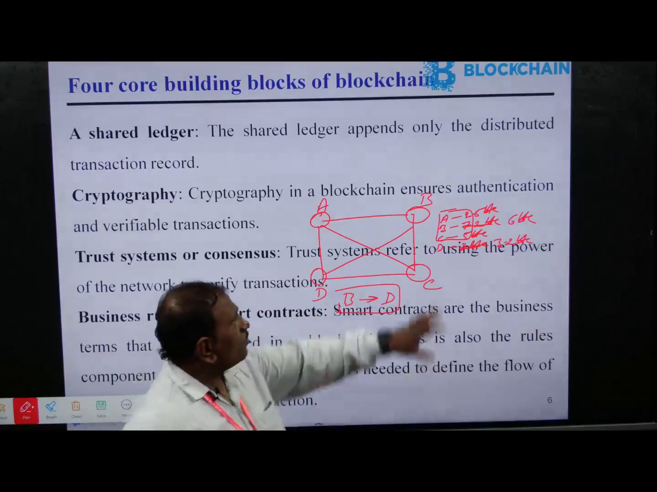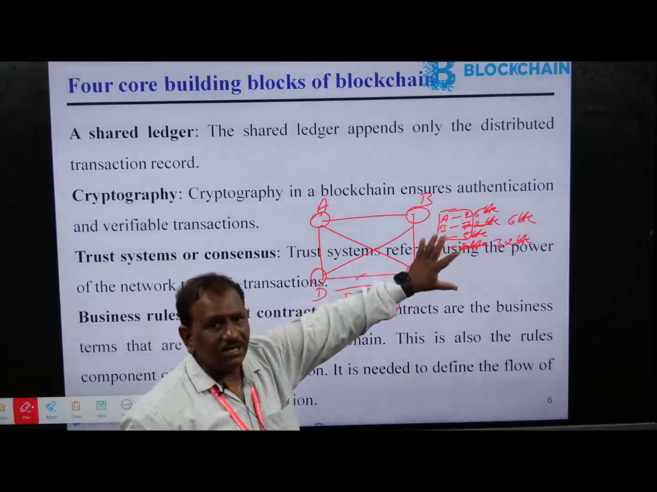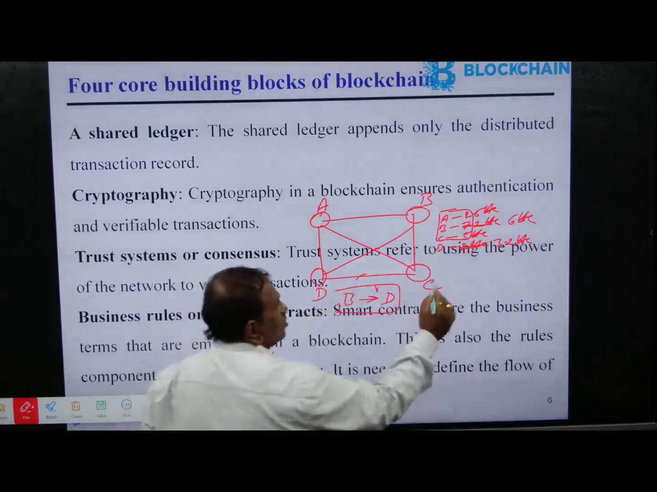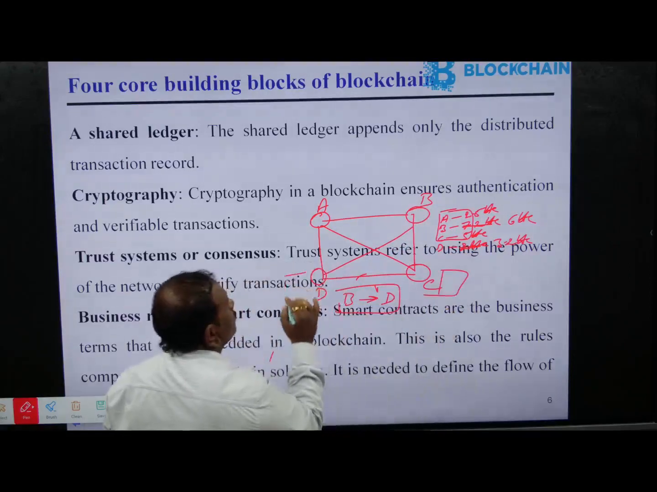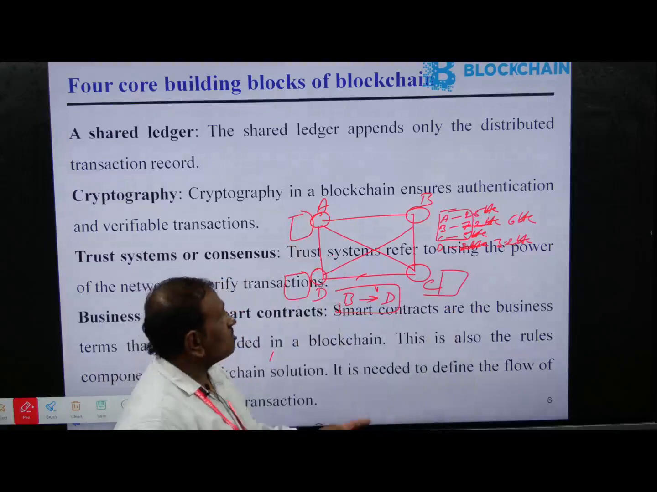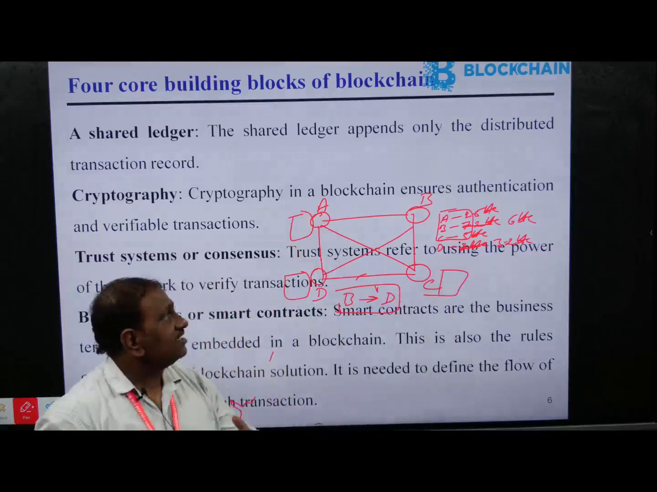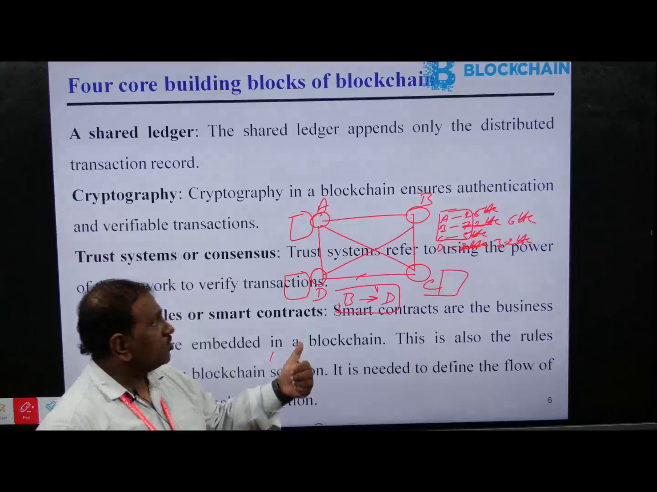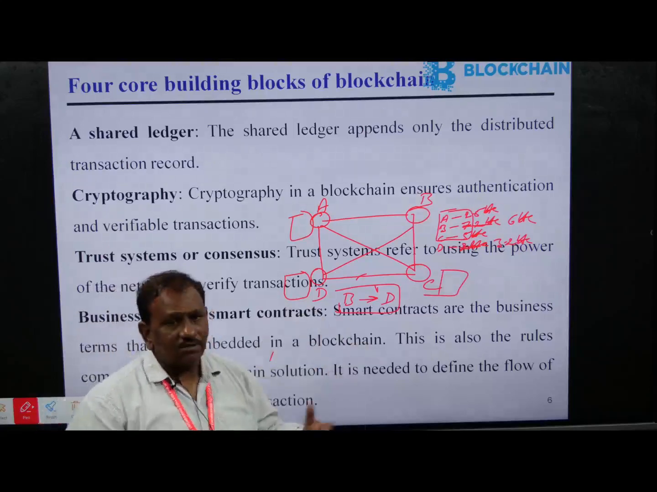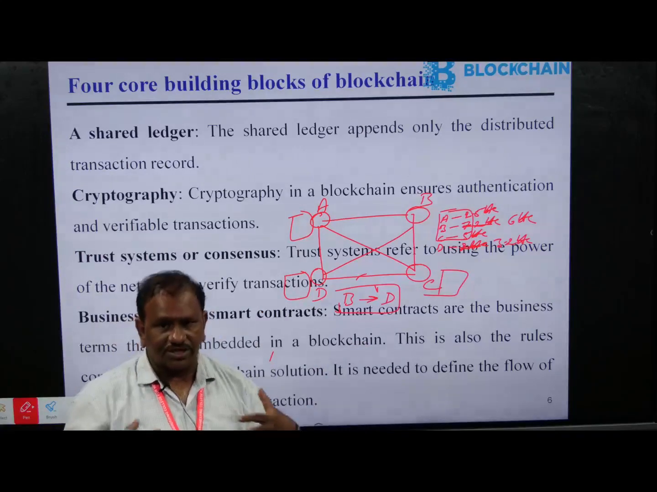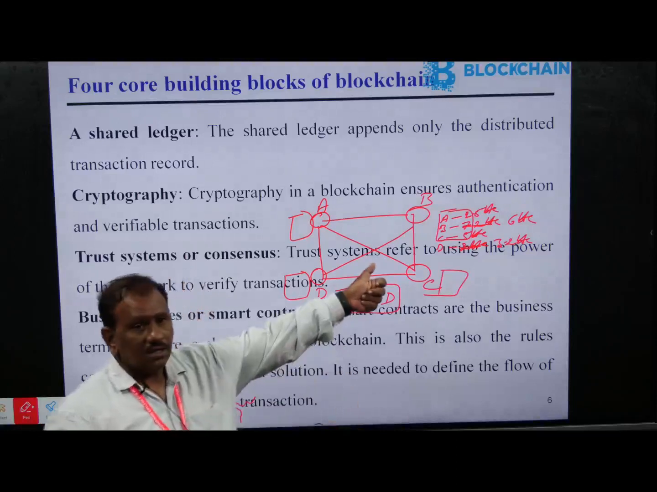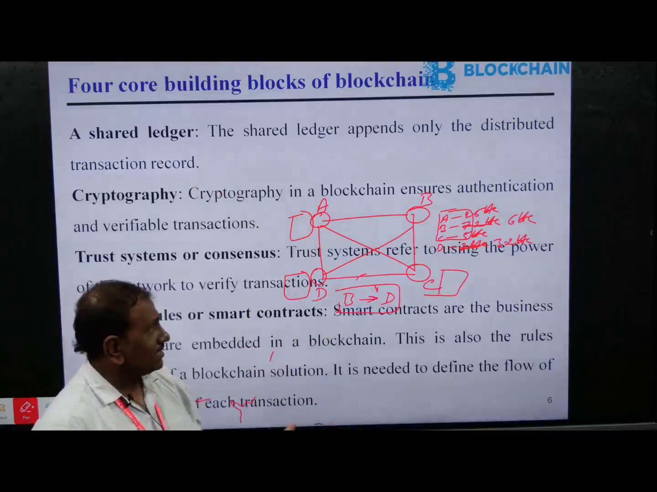Now will it consist of only one node? No. This is the ledger which is held by each and every node of the system. So that is what we call a shared ledger. Every node will be connected, and all will share their knowledge, that is, the current balance of the network. That is what we call the shared ledger.